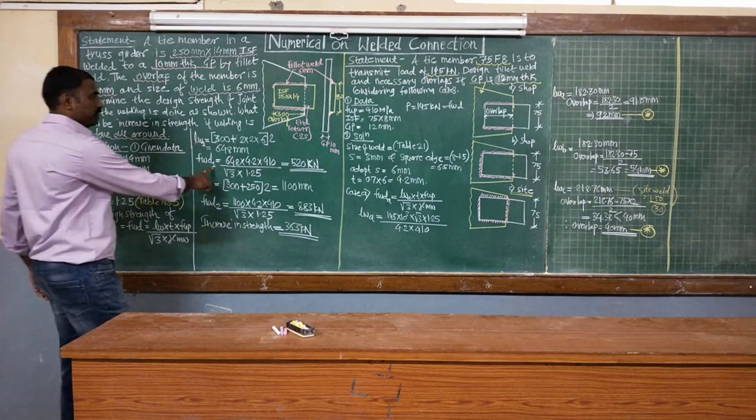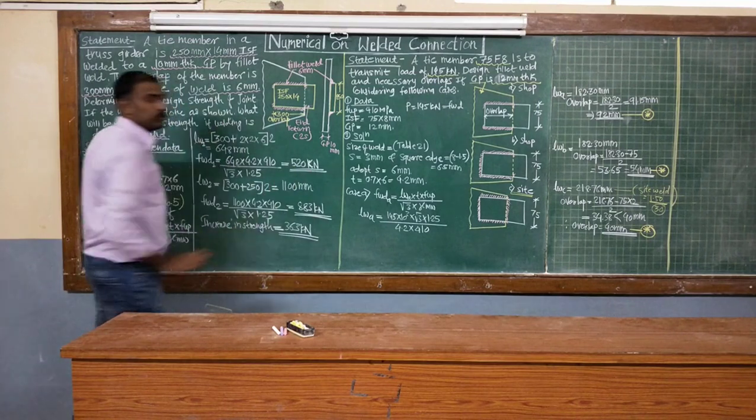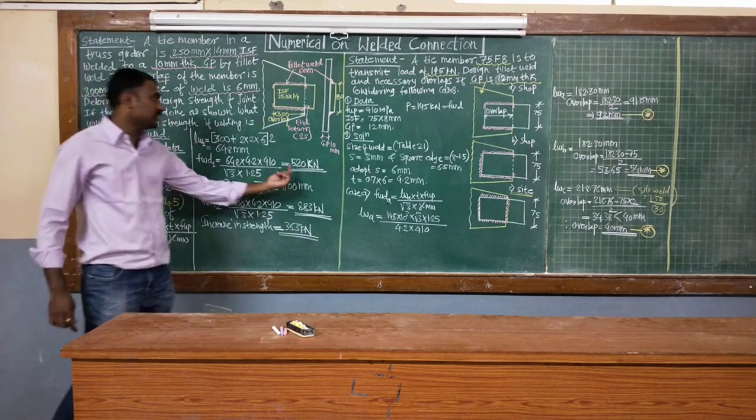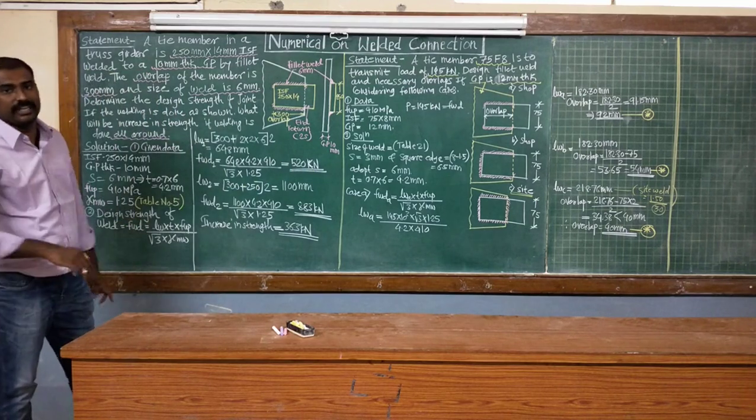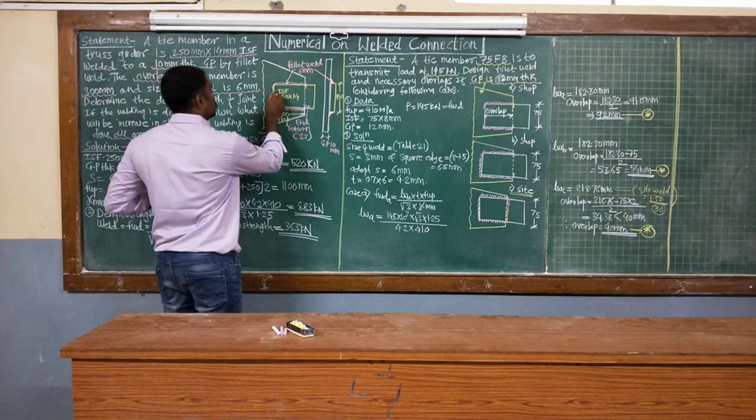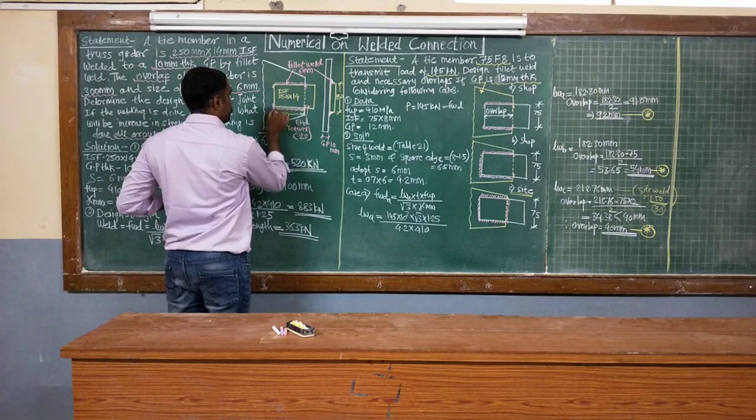So here FWD1 is equal to 520 kN. Just putting the values, we will get the answer 520 kN. So this is considering case number 1, when welding is provided on either side. This was the length of welding provided.